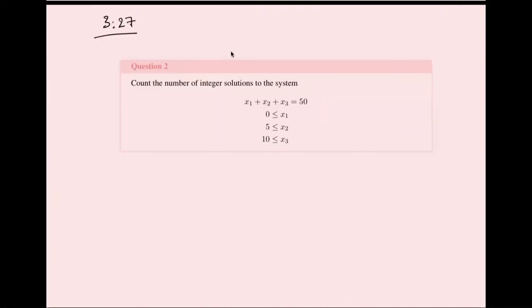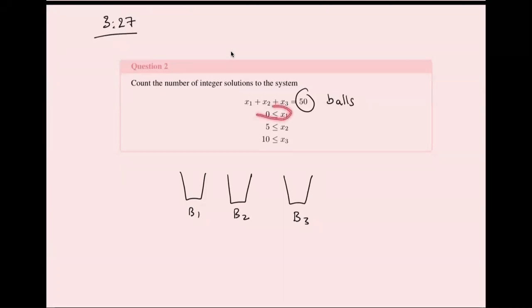Okay, so for this one, we have a restriction for the lower bound. Imagine you have 3 bins, and you have 50 identical balls to distribute into those bins. And you want to make sure that you have at least 0 balls in bin 1. So I don't have to do anything, right? For sure, bin 1 will always have at least 0 balls because the number of balls cannot be negative. I want to make sure that I have at least 5 balls in bin 2.